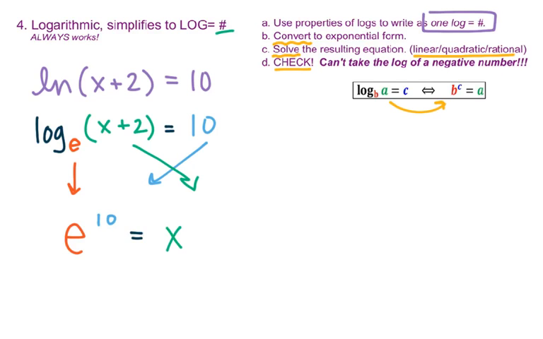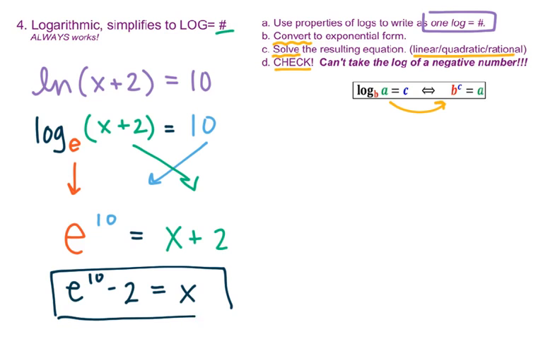equals x plus 2. E to the 10th is a number. E is Euler's number, approximately 2.718. So if I'm trying to solve for x, all I need to do is subtract that 2. This would give me e to the 10th minus 2 equals x. So this is my exact solution.